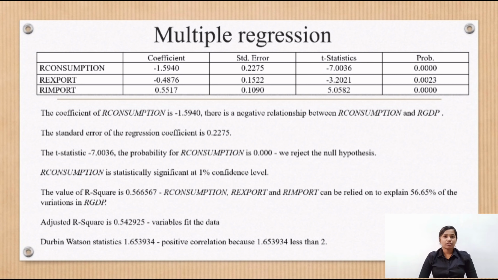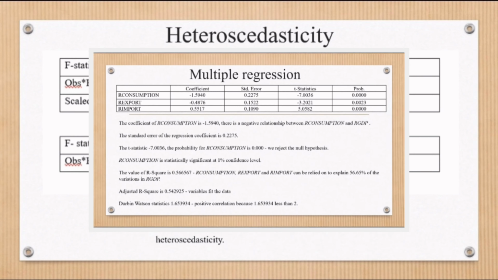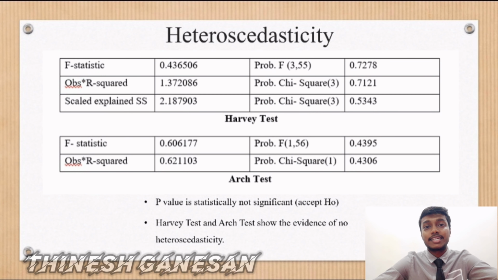The result shows that the Durbin-Watson statistic reported 1.6539. Therefore, the results indicate positive correlation because the value is less than 2. I'm going to present about the findings part.